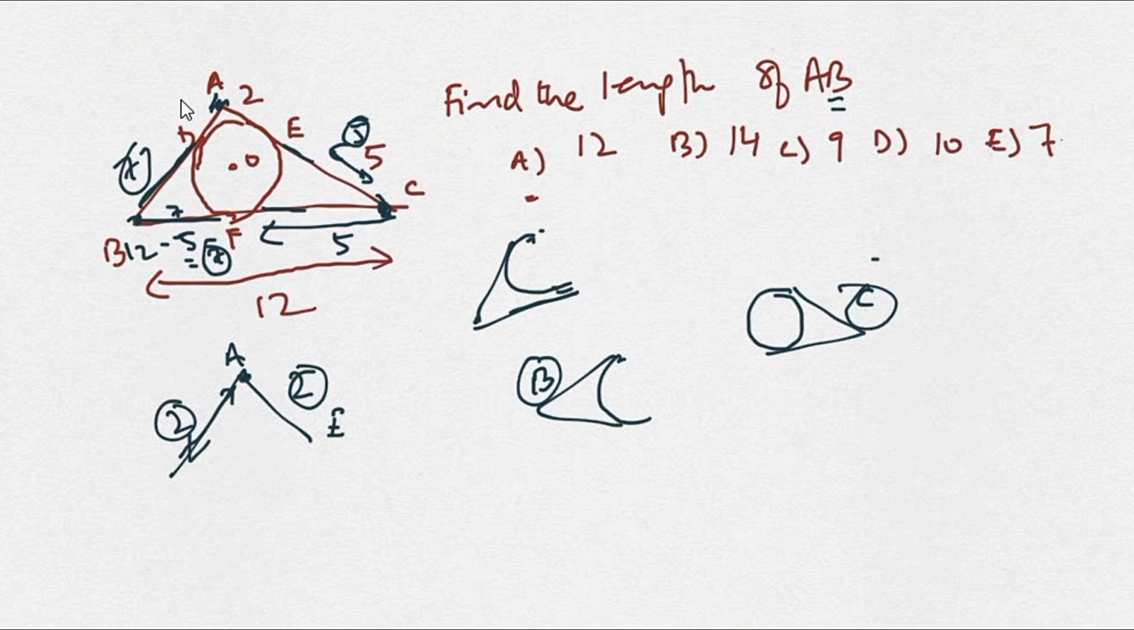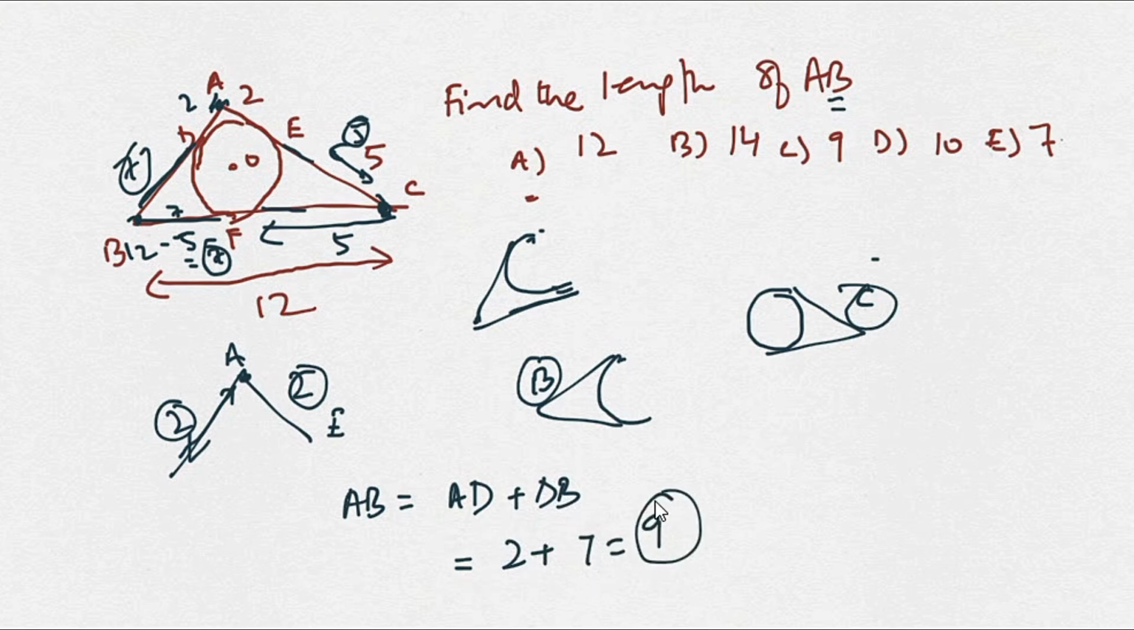If I want to write it in the form, I would write AB is equal to AD plus DB, or BD. If I am going downwards, I would write DB. So AD we have found out is equal to 2 and DB is equal to 7. So the final value is 9, and the correct option for our choice is option C, which has a value of 9.